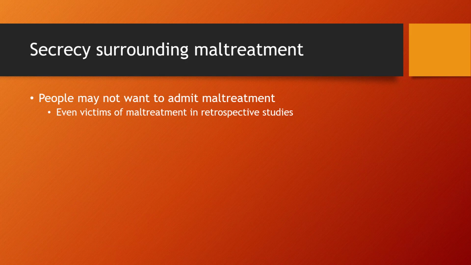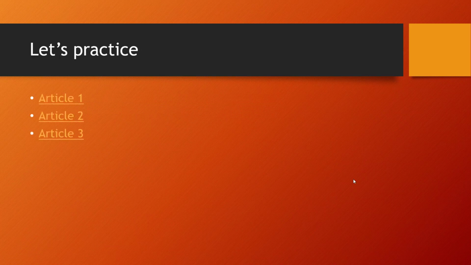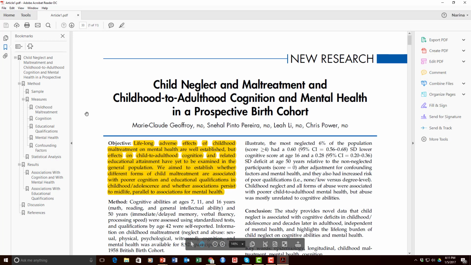Okay, so those are the big issues that you need to focus on in your articles. So let's go ahead and practice. What I'd like to do is we'll look at 3 articles, and I want to show you how you navigate the articles to find out the information that we want. So here's article number 1.